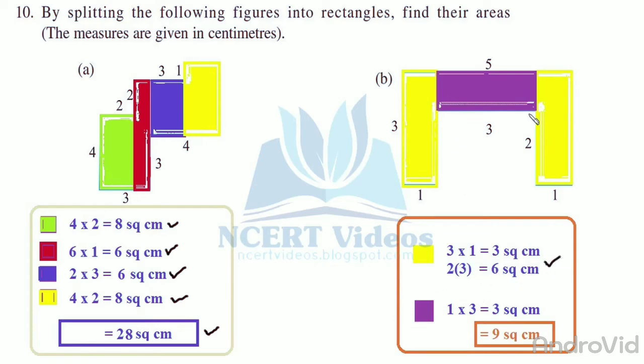Now for this portion, the total length was 5 and it is given 3. So you multiply 3 into 1. How did you get 1? Because this total height is 3, this height is 3, and subtracting 2 from it, we get 1. So 3 square centimeter. When you add 6 plus 3, it gives you 9 square centimeter for your second figure.